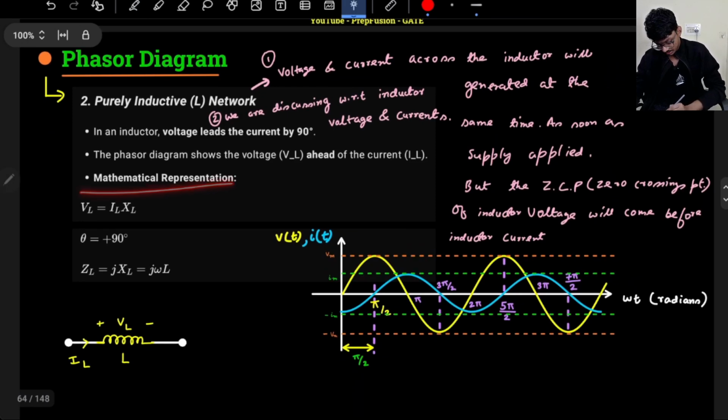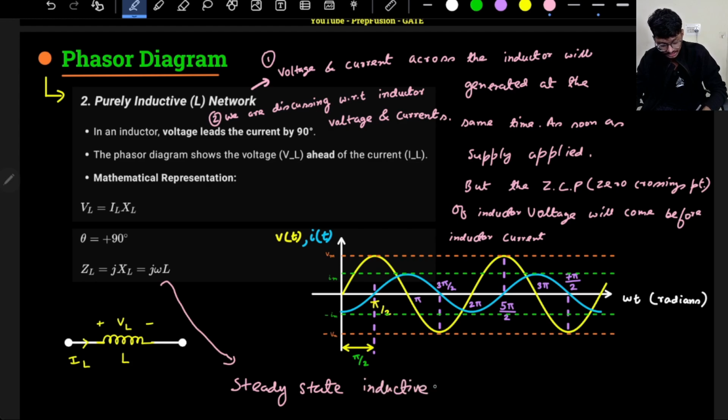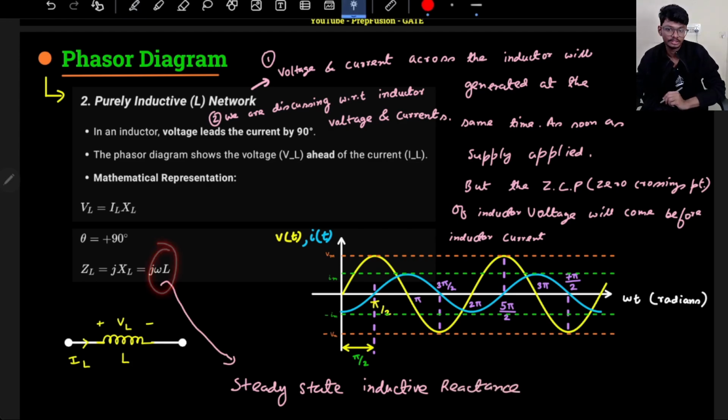So mathematical representation: VL will be equal to IL into XL. What is XL? XL is the sinusoidal steady state inductive reactance. Omega L will be defined as the steady state inductive reactance. Why steady state? Because initially there is some transient, and during that phase the reactance offered will be different, but at steady state this will be the reactance offered. That is equal to omega into L. Omega is the frequency, so it is a frequency dependent term.